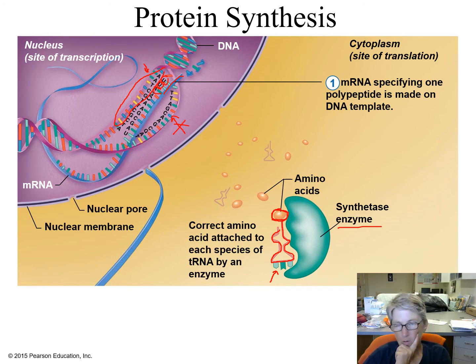Okay, so it says here the correct amino acid attaches to each species of transfer RNA. Each species of transfer RNA just means it would have the exact same anticodon sequence.